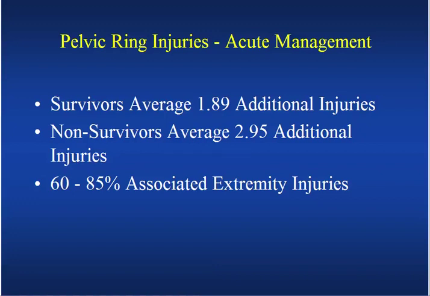Survivors with significant pelvic ring injuries will average up to 2 additional injuries, either in the orthopedic injuries or other organ system injuries. Non-survivors will have up to 3 additional injuries. And 60 to 80% of patients with pelvic ring injuries will have some associated extremity trauma. So again, concomitant injuries are really the rule rather than the exception.